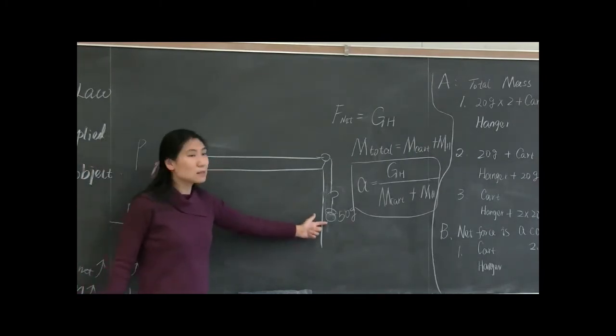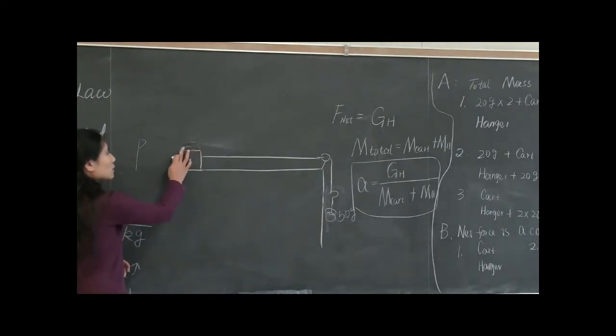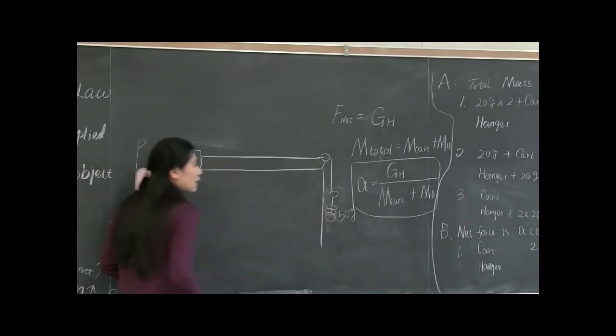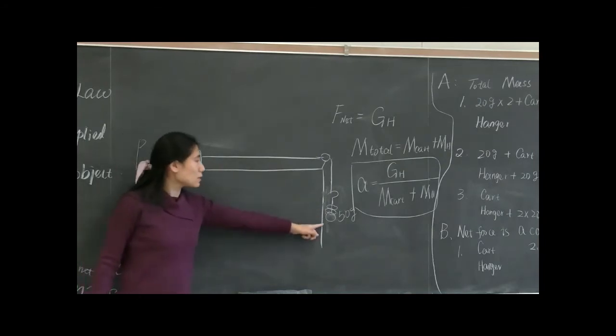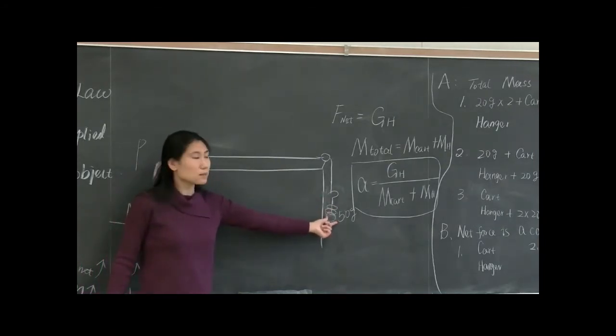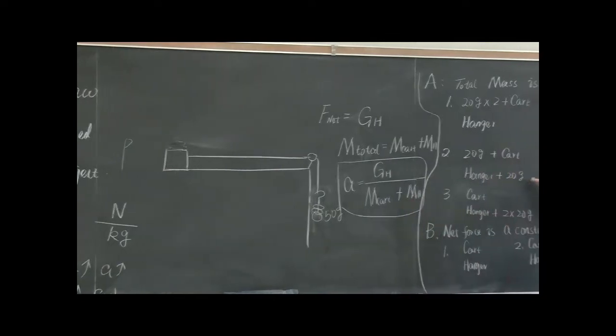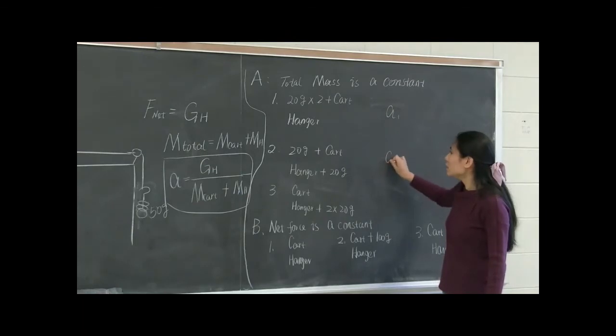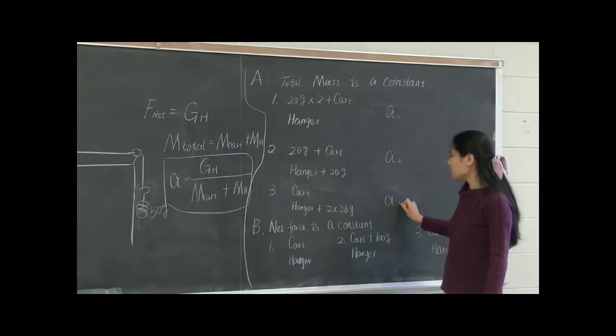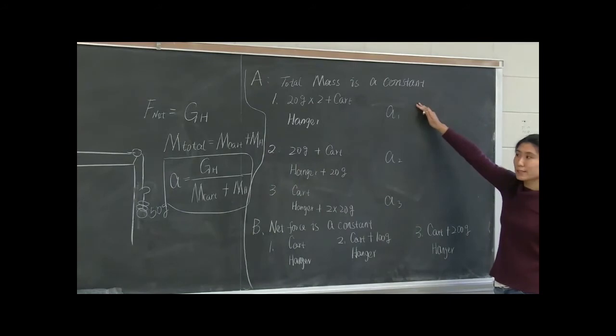Now for the third setup, we will move another 20 gram mass to the hanger side. The total mass of the system is still constant, but we keep increasing the gravity force on the hanger side. So we will measure three different accelerations from these three measurements. We call them A1, A2, and A3. The total mass is constant, but the net force keeps increasing.